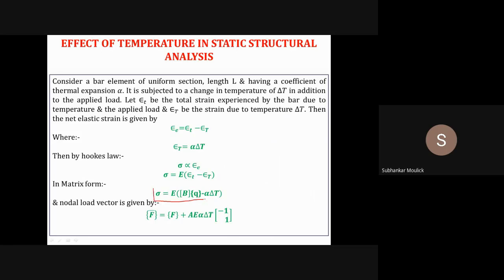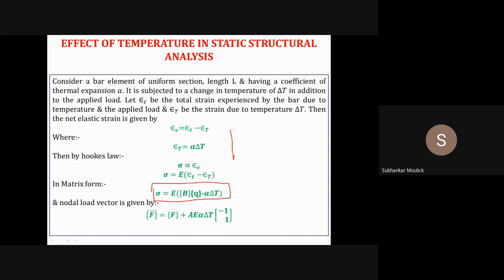Is this equation clear to all of you? With this equation, we can find out the stress generated in each and every element of a bar which is subjected to some thermal stress or thermal strain. Is it clear? Any doubt so far? No, sir. Okay.